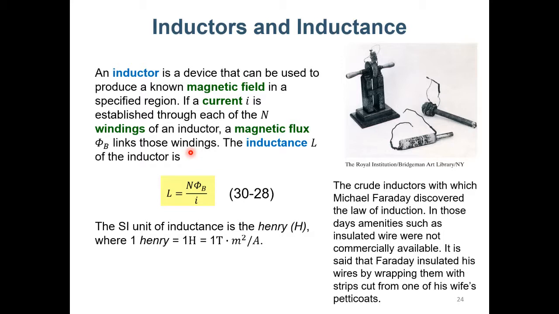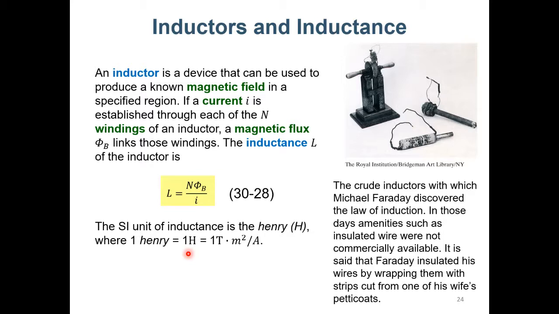So it is defined as this. L, capital L, is the inductance, and it is proportional to the number of coils and the amount of magnetic flux, but inversely proportional to the current. So suppose we have the same current for different inductors, and then we see which one can generate more magnetic flux. That is the inductance.